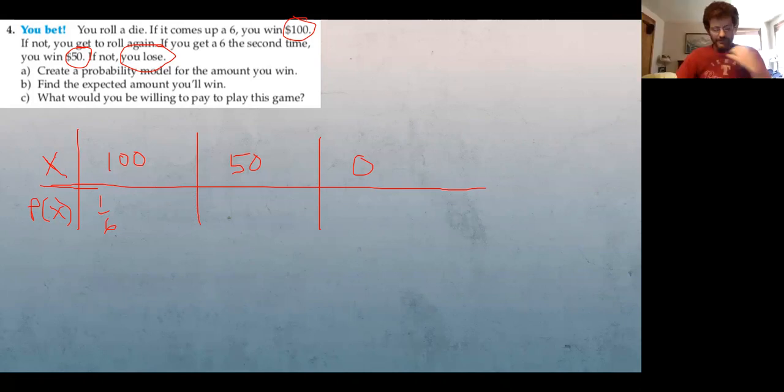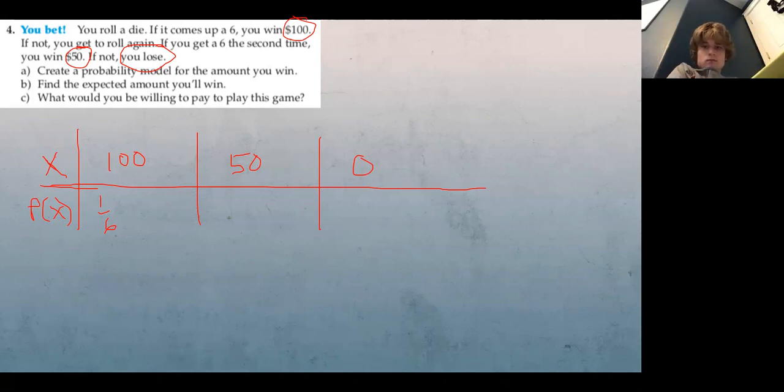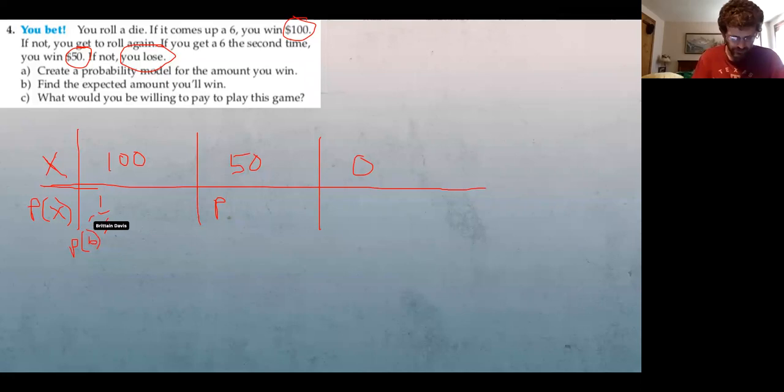You got it. So just to put it in probability language, right here, this is the probability of getting a 6. That's what we found. But now we want to find the probability of getting a 6, given that we did not get a 6 the first time, which is the probability of not getting a 6.